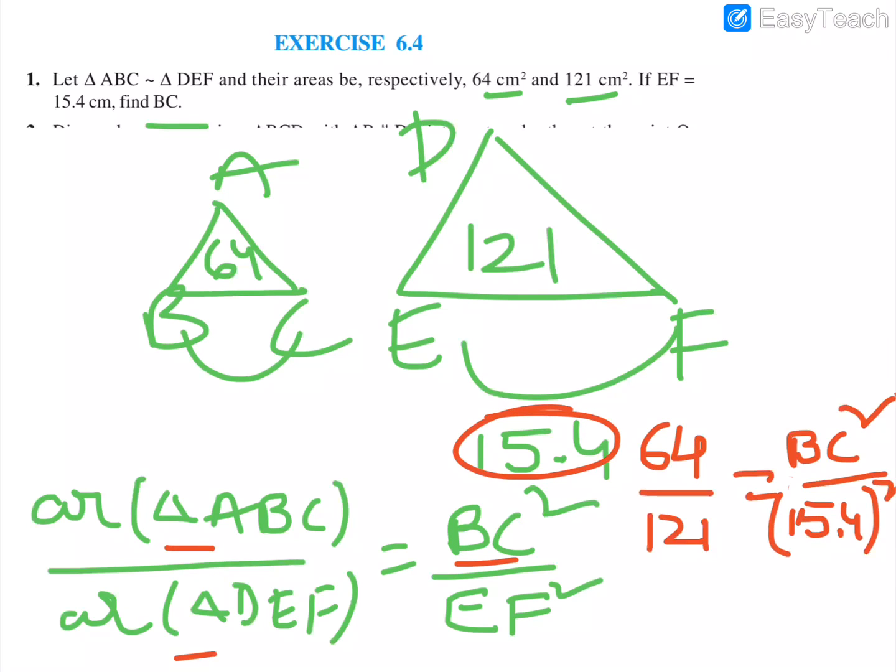whole square. Now by simplifying this, you will get the value of BC square. If you want to do the simplification you can do, and you can find out BC square. So here BC square is equal to, you send this 15.4 whole square to this side and simplify it, and you will get the BC. So this is how we do the exercise first question, and let's move on to the second question.